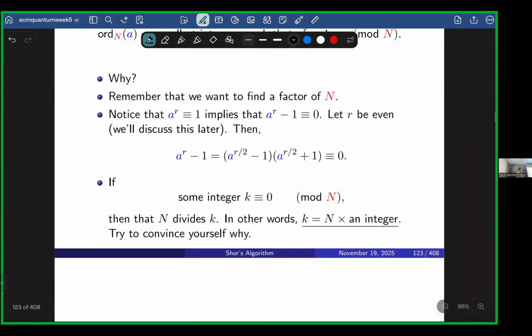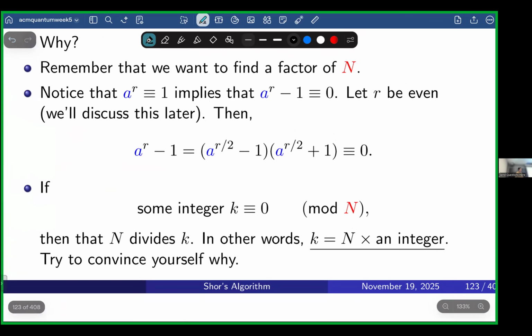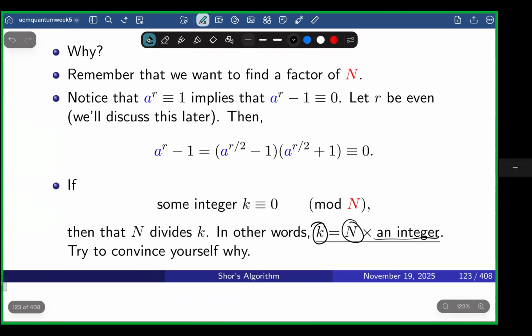And what does that mean? As a general thing in modular arithmetic, if some integer k is equivalent to 0 mod n, then that means that n divides k. In other words, k is equal to n times some integer. That's just how you do mod. That's the definition of modular arithmetic. Are we clear on why that's the case? If something equals 0 modulus something, then it's that number times an integer. Okay.